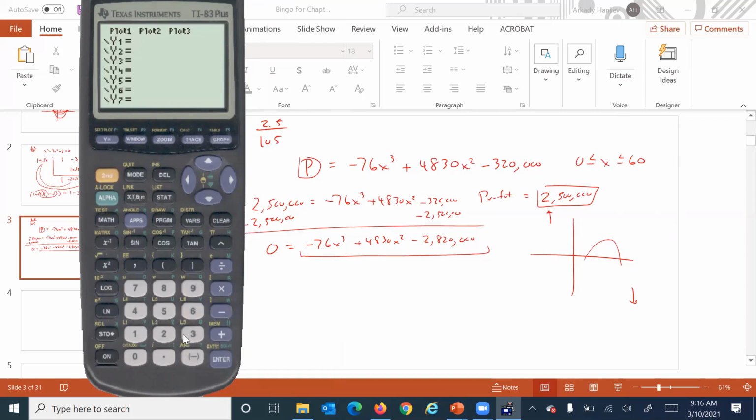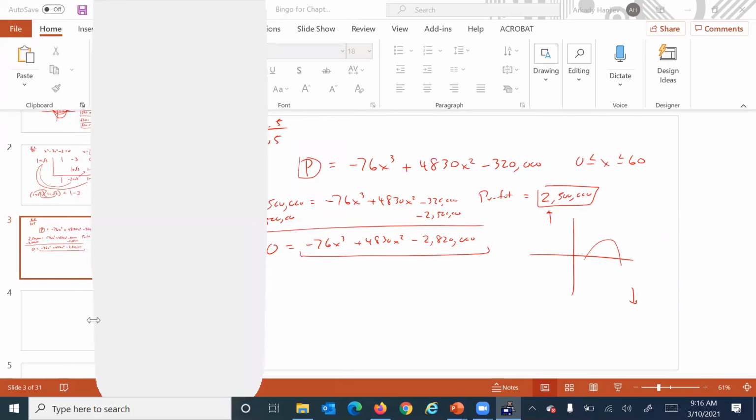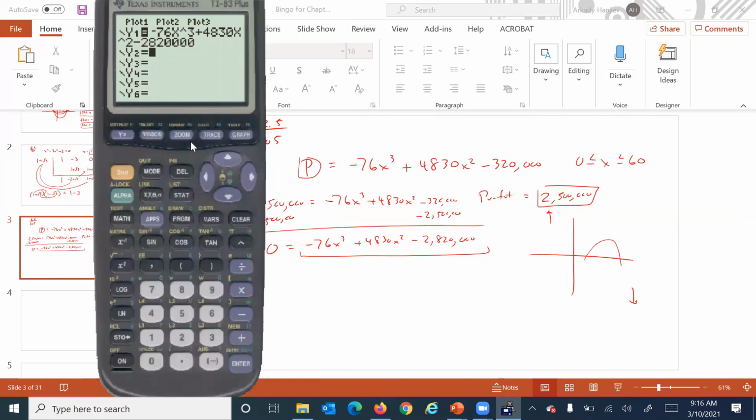And so I'm going to go y equals negative 76x to the 3rd power plus... minus 2,820,000. You guys talk to me. Is that correct? Just kind of check my work. All right. So window. Oh, not trace. Sorry. Window.